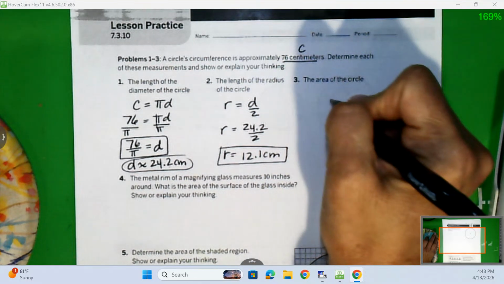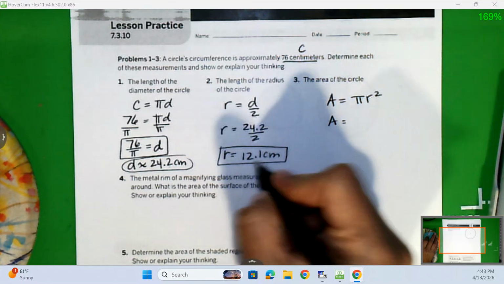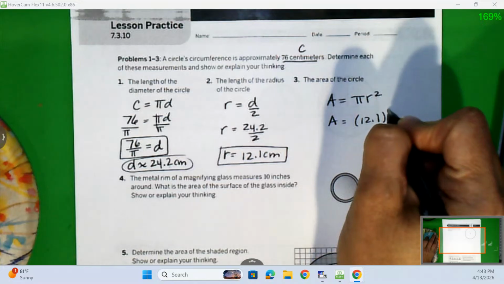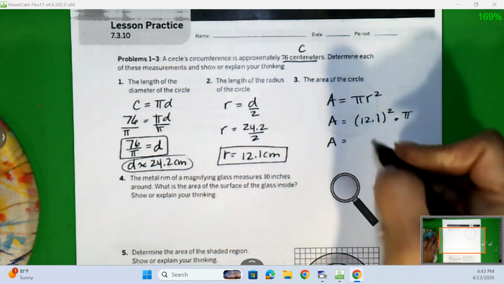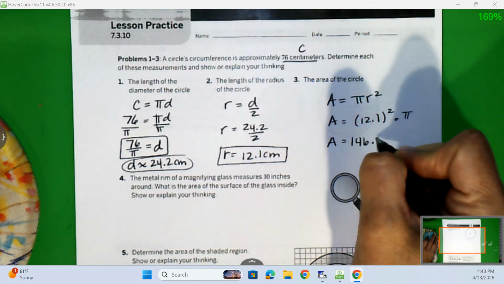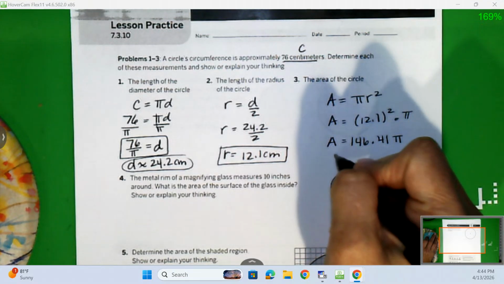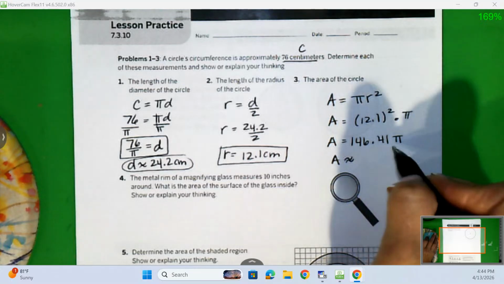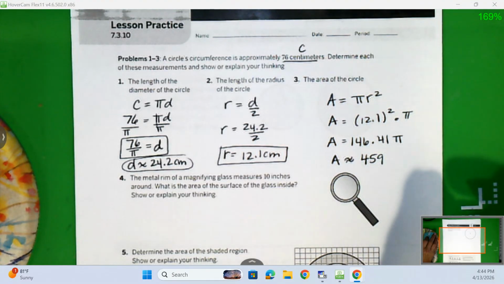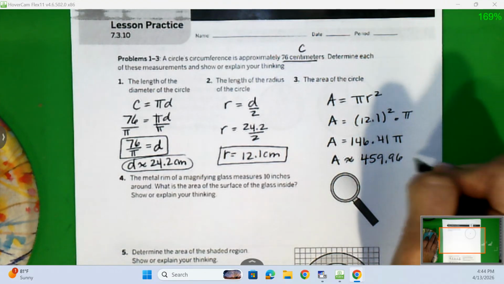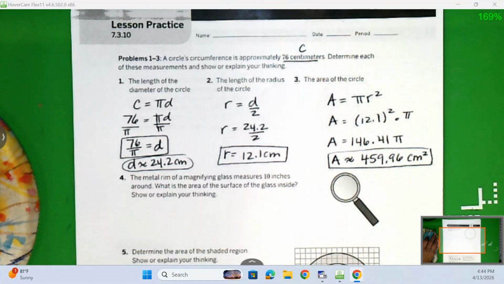And lastly, we have the area of a circle. The area formula is area is equal to pi r squared. So we're going to square this 12.1 and multiply it by pi. If we just square the number, we're going to get 146.41 pi. That would be the more exact answer with pi in your answer. If we work it out and just do that value times the pi symbol, we get 459.96. And our units are centimeters squared because area, again, is square units, it's coverage.